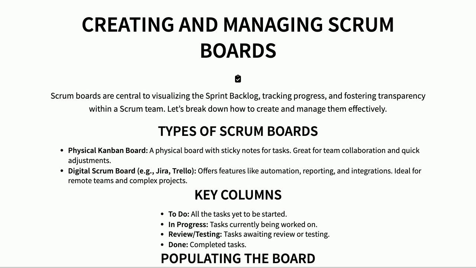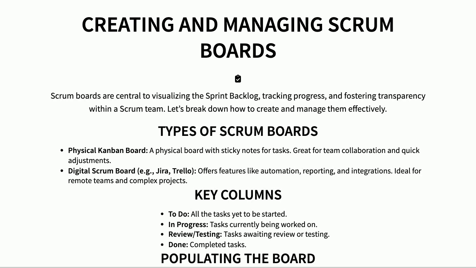The board is typically organized into columns: to do, where tasks are waiting to be started; in progress, where people are actively working on them; review/testing, where things need to be checked out; and finally, done, that's where completed work lives. Don't forget to break down big user stories into smaller, actionable tasks, and keep the board updated regularly with your backlog grooming.